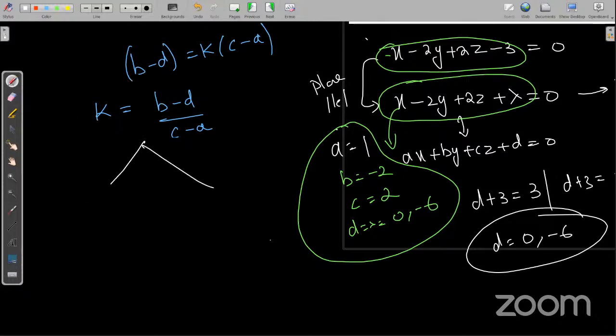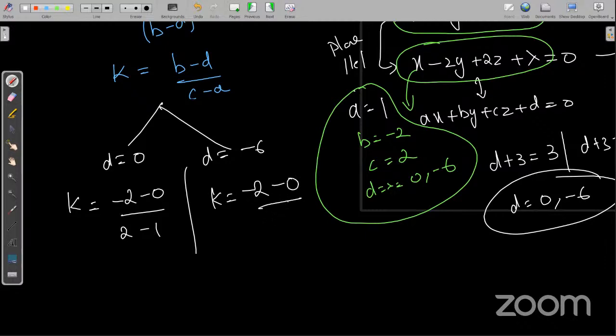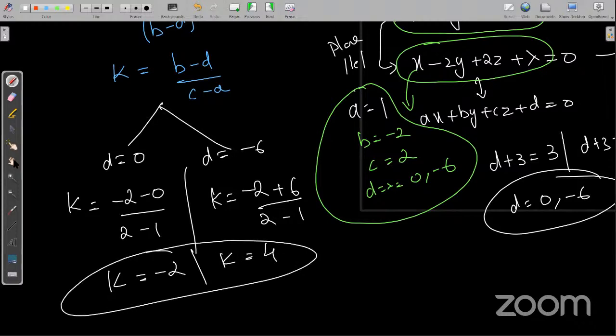For D is equal to 0 and D is equal to -6, we are going to get two values, right? So K is equal to B, which is -2, minus D, which is 0, by C, which is 2, minus A, 1. And for the other K, B is -2, and sorry, here D we have to take as -6. So B minus of minus 6 becomes plus 6, by C minus A. So K is equal to -2 over here, and K is equal to 4 over here. K is equal to -2 and 4 we got, guys.